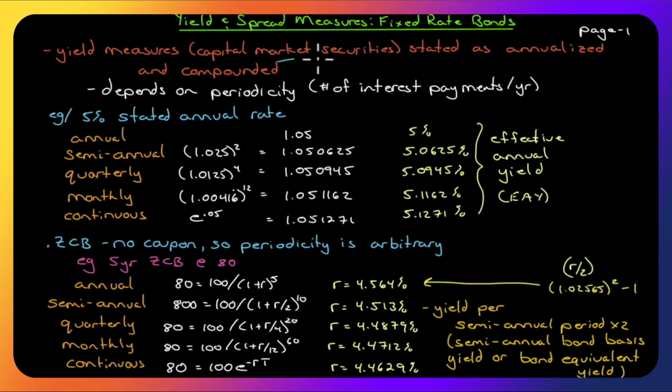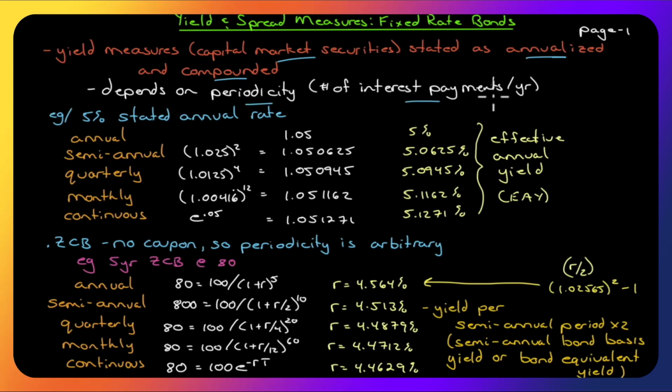Yield measures on capital market securities are stated as annualized and compounded. So when we say a bond has a 4% yield to maturity, that is an annualized yield, and it is already a compounded yield. And the yield itself depends on the periodicity. That means the number of interest payments per year.